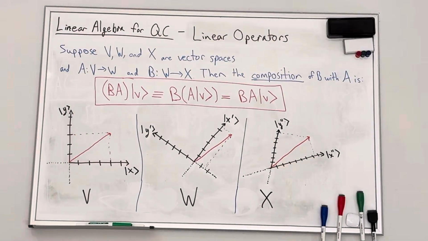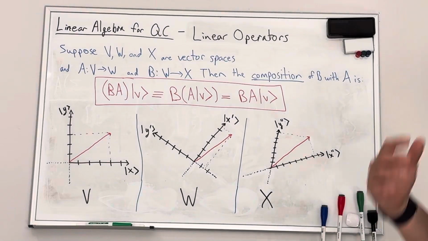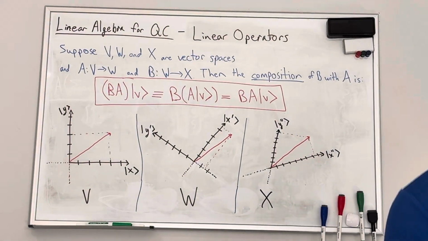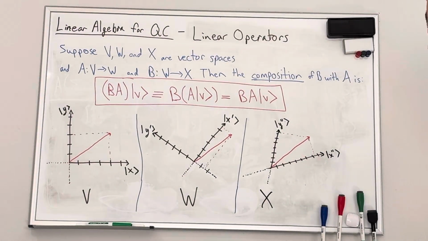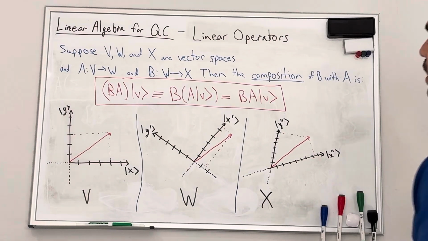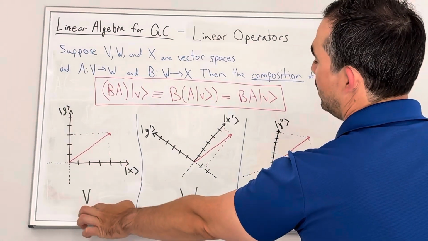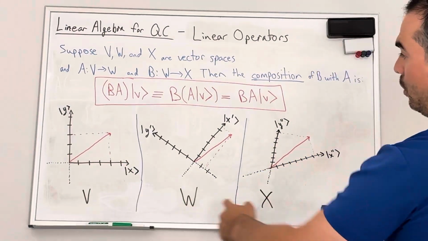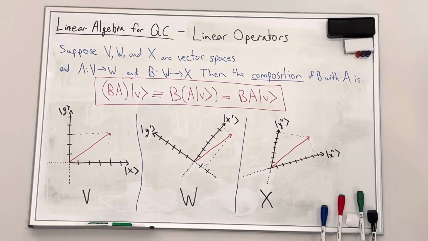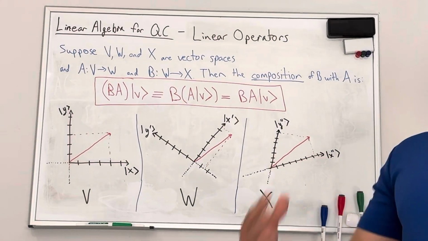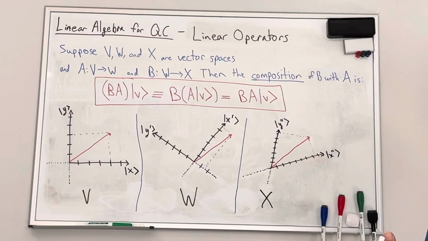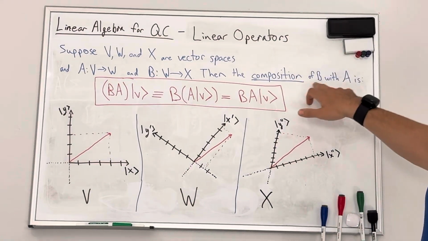Okay, so now that we know what a linear operator is, let's just extrapolate that a little bit farther. So recall that a linear operator will take a vector from this space V and move it into space W, and we just call that A just to give it a label. But what if we had two operators? Can we do this process twice? And so the composition of B with A.